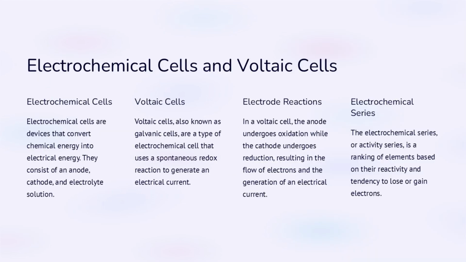Electrochemical cells are devices that convert chemical energy into electrical energy. They consist of an anode, cathode, and electrolyte solution. Voltaic cells, or galvanic cells, are a type of electrochemical cell that uses a spontaneous redox reaction to generate an electrical current. In a voltaic cell, the anode undergoes oxidation while the cathode undergoes reduction, resulting in the flow of electrons and an electrical current. The electrochemical series, or activity series, ranks elements based on their reactivity and tendency to lose or gain electrons.